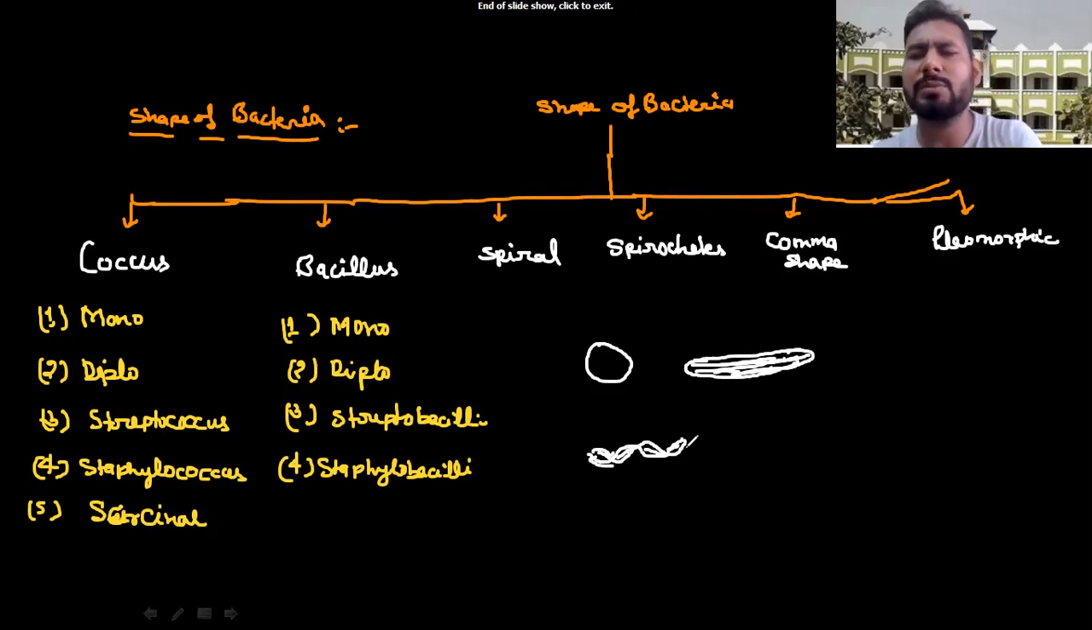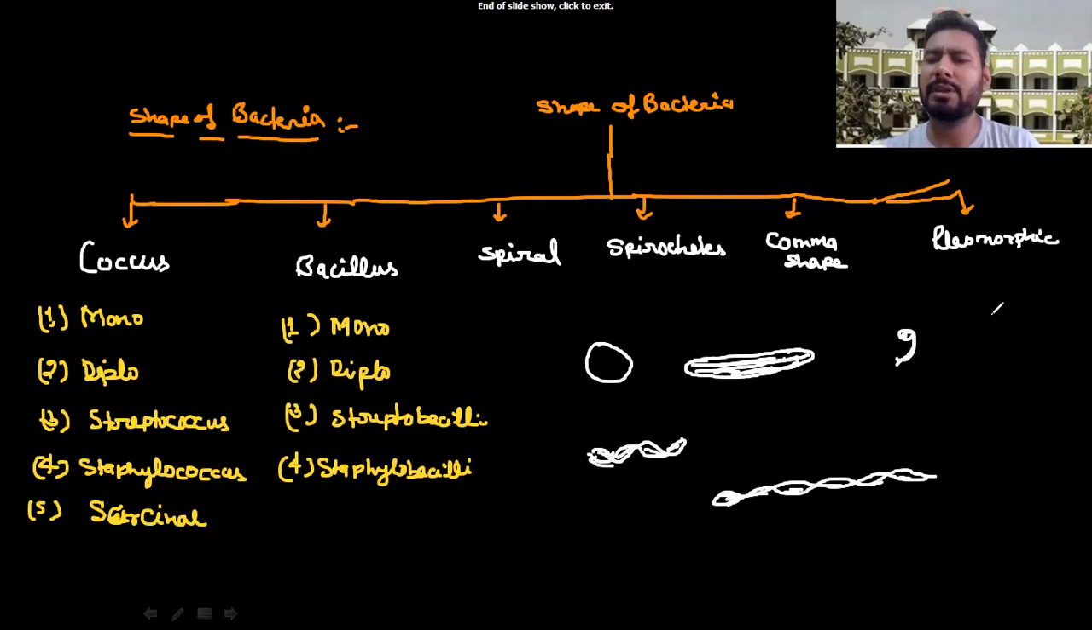And there is the spirochetes. Spirochetes is also similar to the spiral shape, but the length of the spirochetes will be too much. So spirochetes is also a spiral shape bacteria, but the length varies from the spiral. Another is the comma shape bacteria. Comma shape bacteria looks like that.